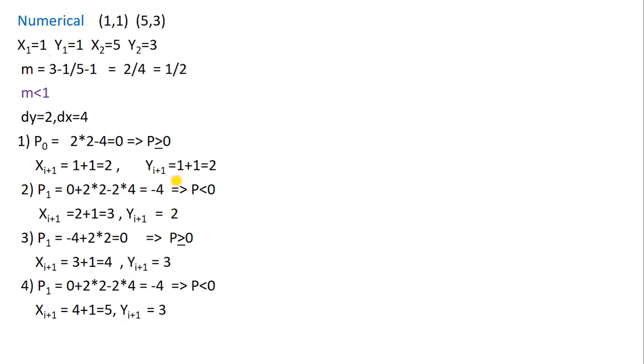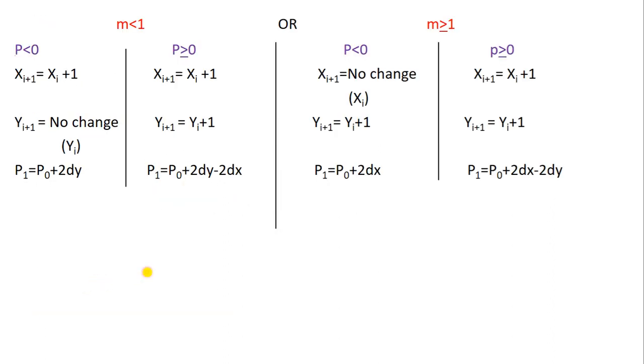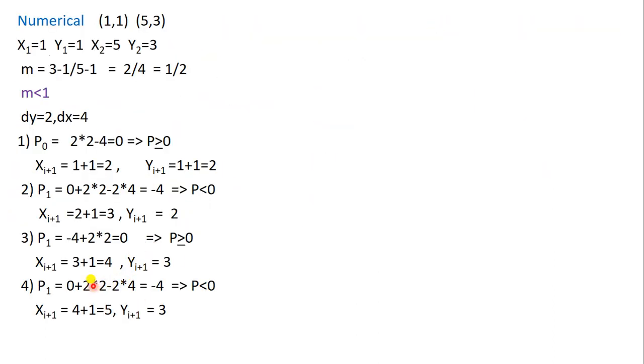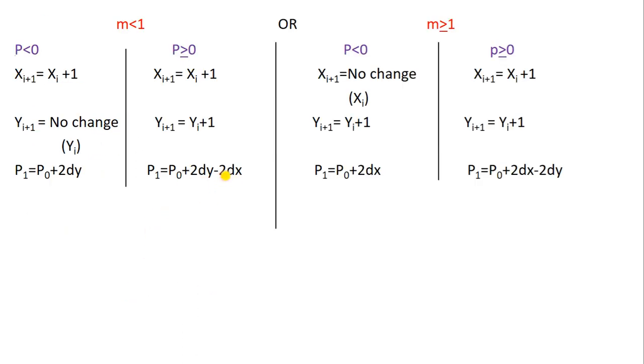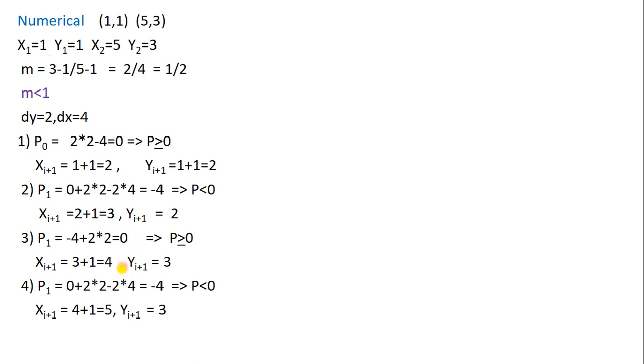So first, what is p0? P0 is 0, so keep it like that, meaning no value. First we have to calculate 2 dy. Don't calculate dy into 2. So what is the 2 dy answer? 2 into 2, meaning 2 into dy is 2 into 2, which is 4. Keep it as it is, minus 2 dx, meaning 2 into dx. What is dx here? 4, so 2 into 4 means 8. So 4 minus 8 means minus 4.